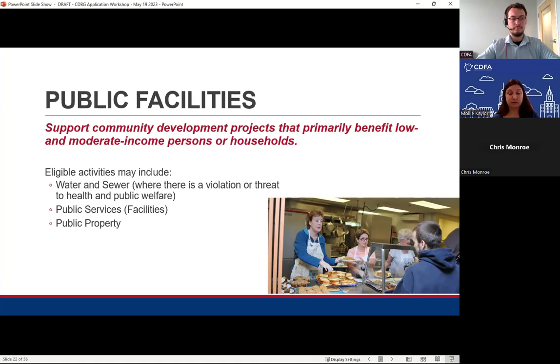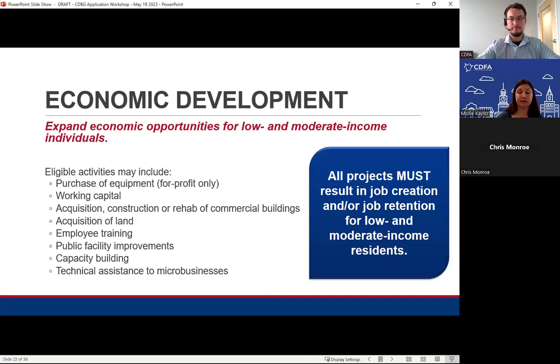And lastly, under this section of eligible activities is economic development. The goal is to expand economic opportunities for low and moderate income individuals. So eligible activities under this category may include the purchase of equipment, and that is for nonprofit. The purchase of equipment is for profit only. Working capital, acquisition, construction, or rehab of commercial buildings, acquisition of land, employee training, public facility improvements, capacity building, and other associated things like that.